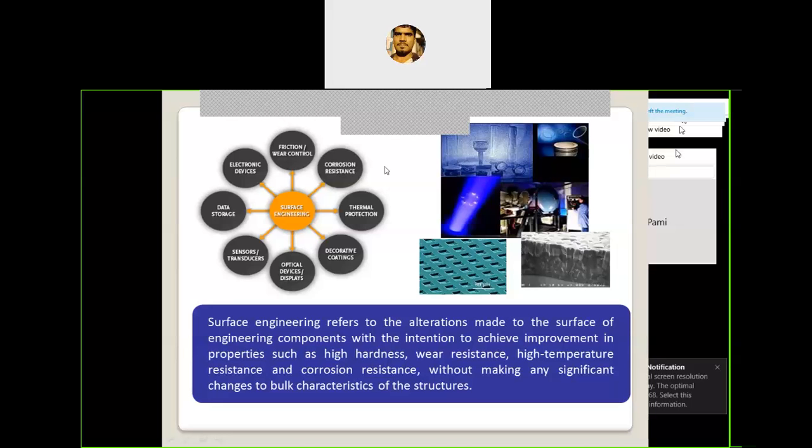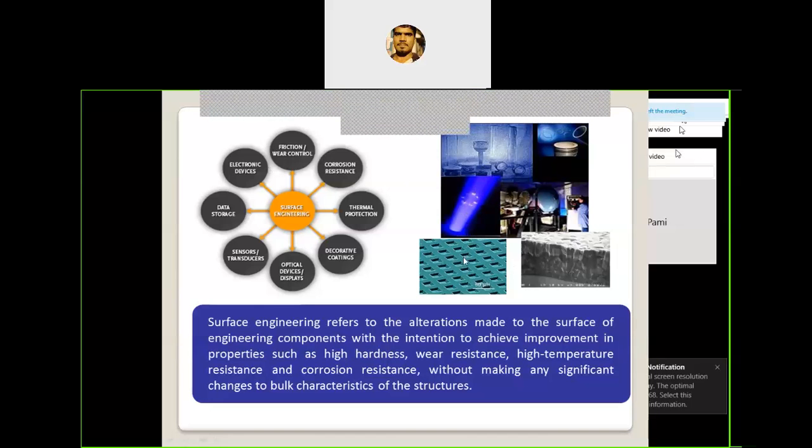And thermal protection. It provides thermal protection. And in other cases, electronics: these are used for electronics purposes, or in computer science for storage, and for sensors. But our main intention is just to reduce friction and provide corrosion resistance. And these are some examples of surfaces.